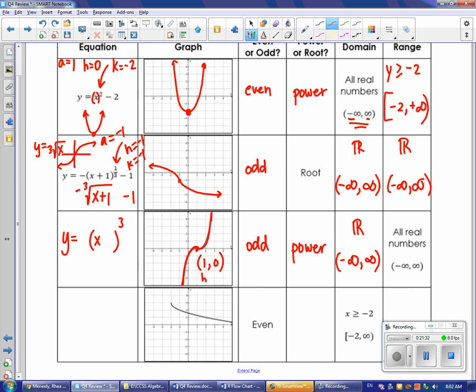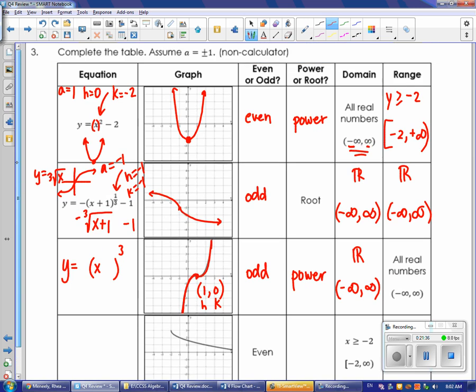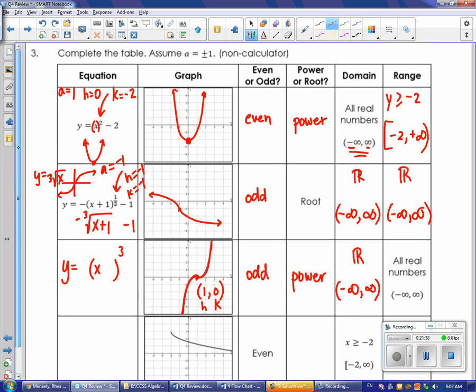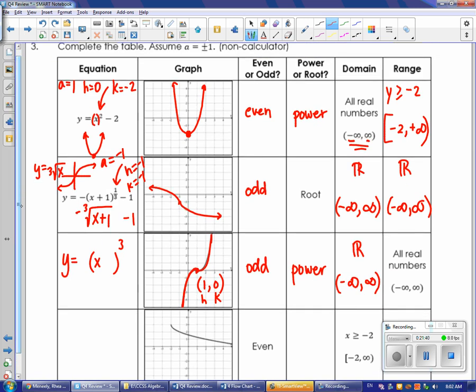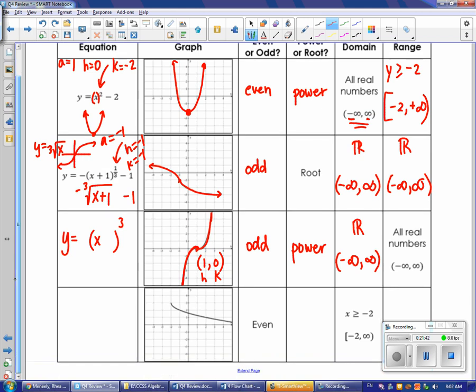Well, this gives me the value of h and the value of k. I think in the directions you're told that the value of a is either a positive or a negative 1, so you don't have to worry about identifying the dilation if it's stretched or compressed. It's either going to be positive 1 or negative 1. So now I just want to look to see if the graph is increasing or decreasing. And because this function is increasing, I know that the value of a must be a positive 1.